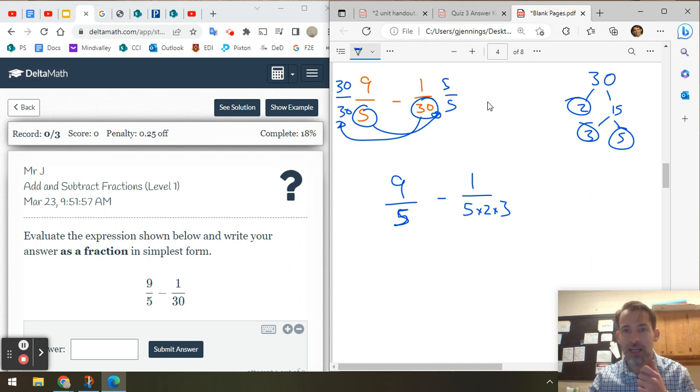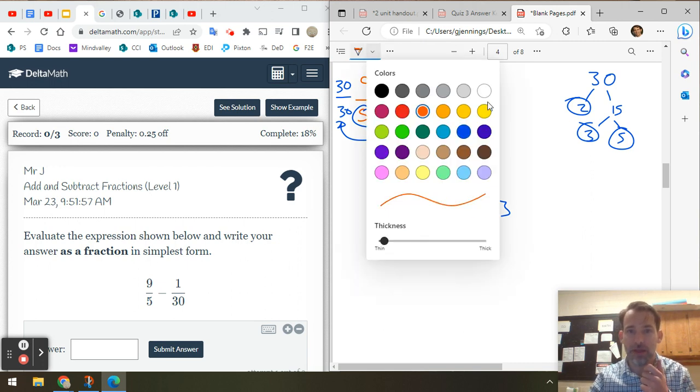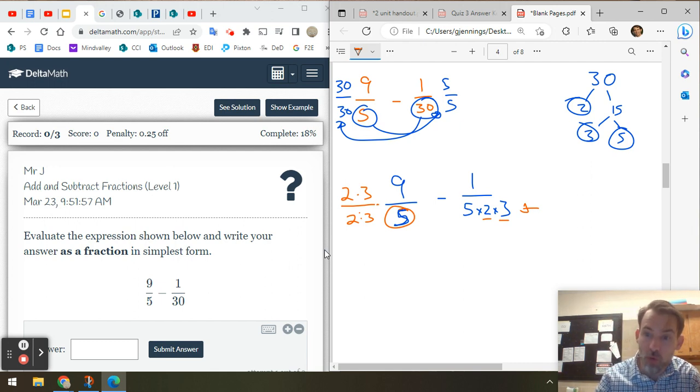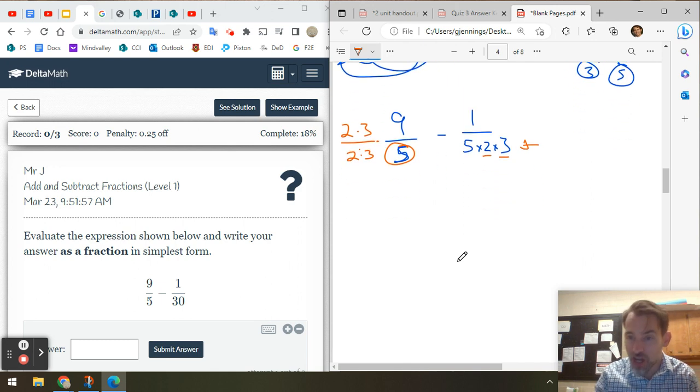Okay, now I can see that the number 9 over 5 is jealous of this denominator. They're like toddlers. This denominator says, hey, he's playing with a factor 2 and a factor 3. I want a factor 2 and a factor 3 as well. Okay, so multiply them in. 2 times 3 over 2 times 3. Notice if I divide 6 by 6 or 2 times 3 by 2 times 3, I didn't change the number. I'm multiplying by 1. Multiplying by 1 doesn't change 9/5, it just writes it in a new way.